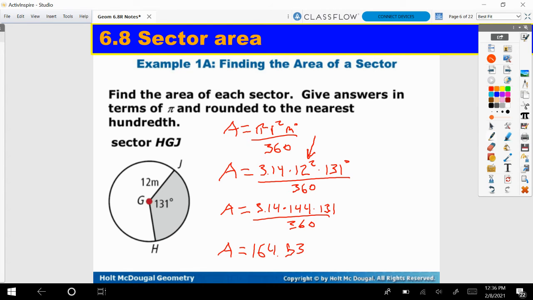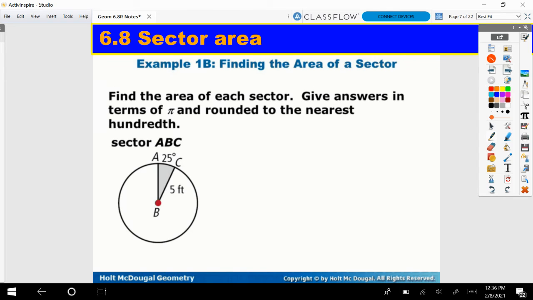164.53. And our units are in meters. So we're going to have meters to the power of 2. All right, so there's our area of the sector of a circle. All right, let's go through another example and we'll see that formula again and use it.